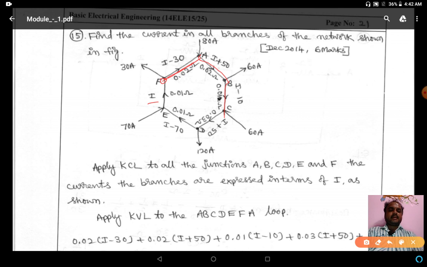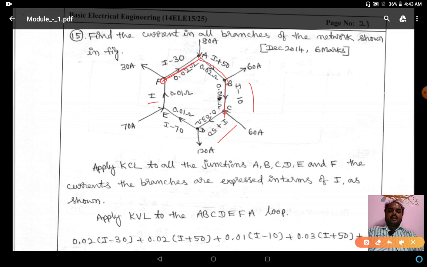Similarly, BC branch current. So 60 amperes current is leaving from the B node, and I plus 50 amperes current is coming to the B node. The current flowing in this BC is I minus 10. So at C node, I minus 10 and 60 amperes currents are coming. Current leaving from the C node is I plus 50.